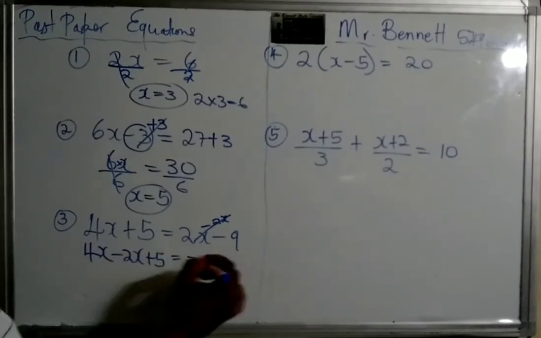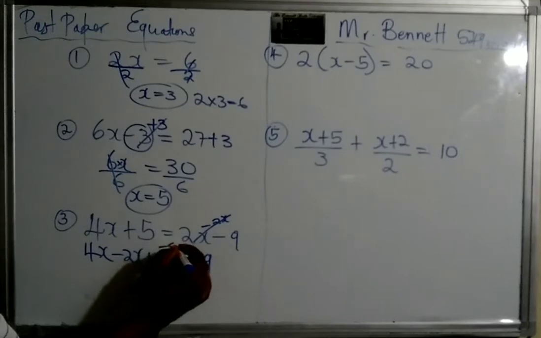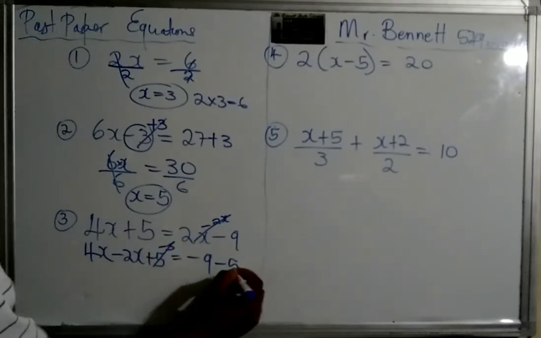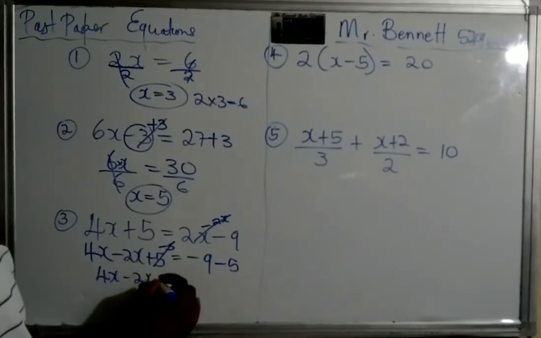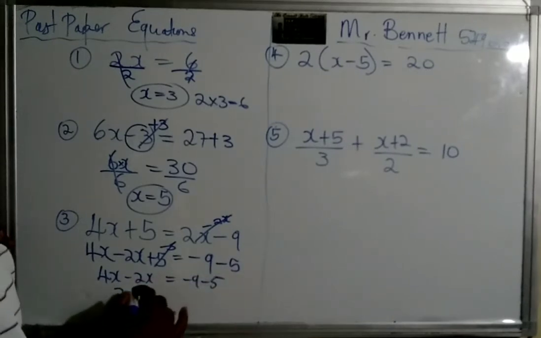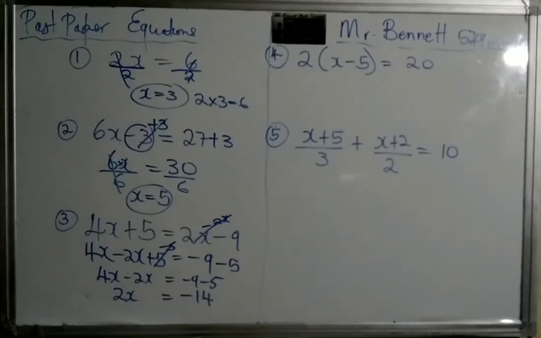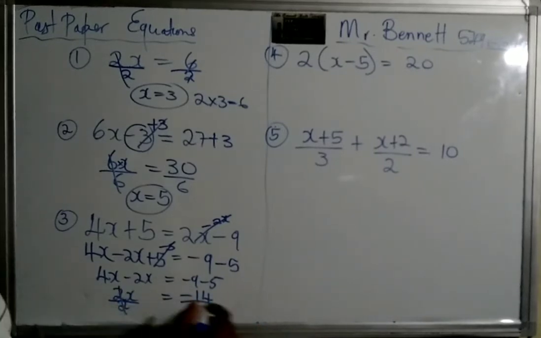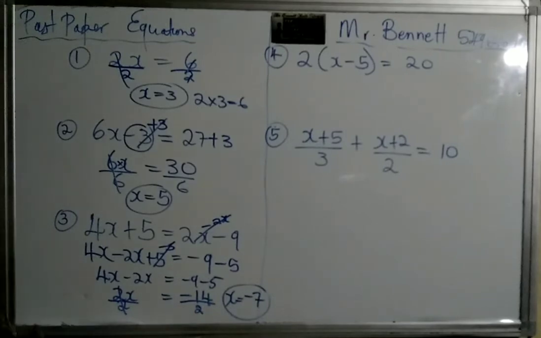So here we have negative 9. Now what we need to do is to get rid of this plus 5, right? So we take the inverse of plus 5, which is minus 5. We do to one side, we do to both sides. So we're left with 4x minus 2x equal to negative 9 minus 5. This will give us 2x and this will give us negative 14, because both of them are negative, we add them. So we can now divide by 2. So x is equal to negative 7. And that would be the answer.